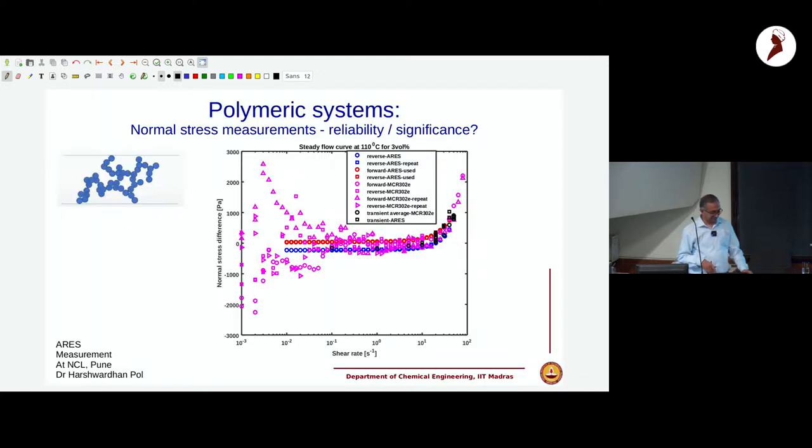And one of the other things that we've been trying to look at is, what are the normal stresses in these kind of systems? And this is still a challenging thing. So we have not yet resolved this. This sort of just shows the data at different... So ARES measurements, we did it at NCL with the help of Harsh Vardhan. And then we have Anton Paar and, you know, different geometries and all of that. And you can see that in this range, yes, there is repeatability of the normal stress measurements.